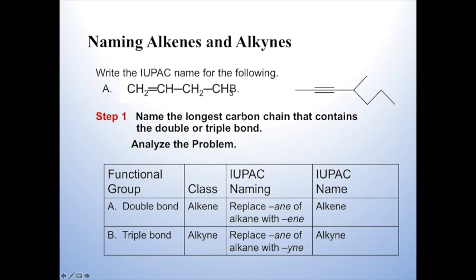So step 1 is name the longest carbon chain that contains a double or triple bond. So in the case of A, we have a double bond, and that means it's an alkene. So we will replace ane with ene. And for a triple bond, that means that it's an alkyne, you replace ane with yne.